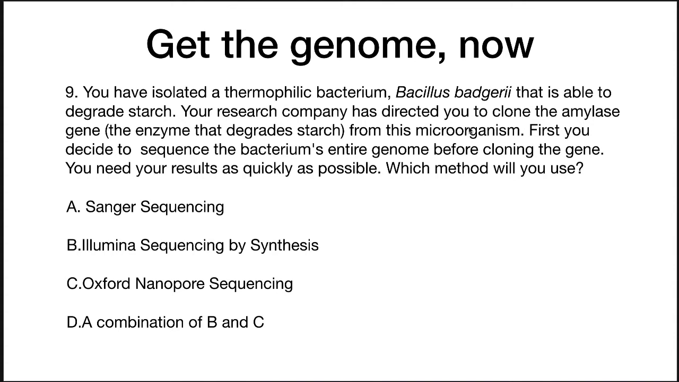The correct answer is probably a combination of B and C. Sanger sequencing is an older technology. It's slower, and you can't get nearly as much base pair information. Illumina sequencing and Oxford Nanopore both are good methods, but a combination of the two is best. Illumina sequencing gives you very short sequences that are accurate. Oxford Nanopore gives you much longer sequences, which can be tens of thousands of bases, that you can then put together into sequences. That's probably the best method to use. So it's a combination of B and C.